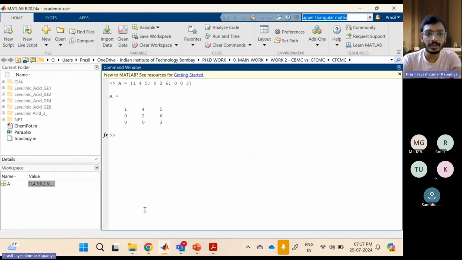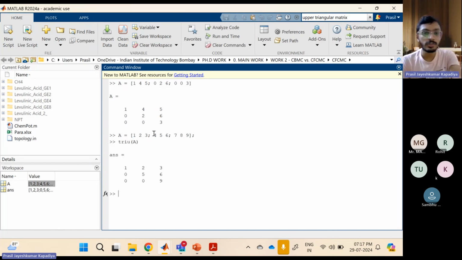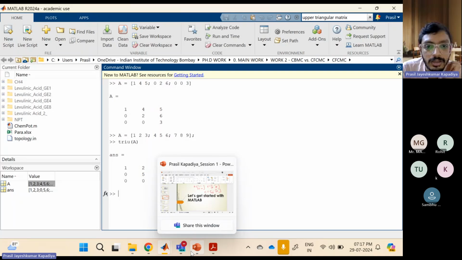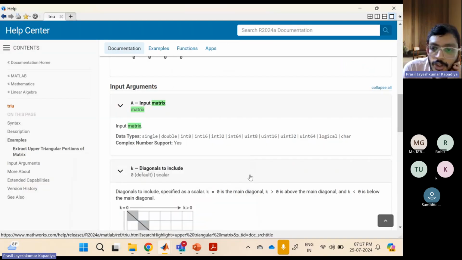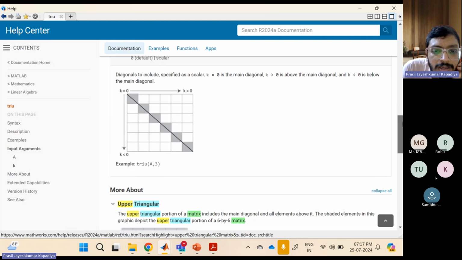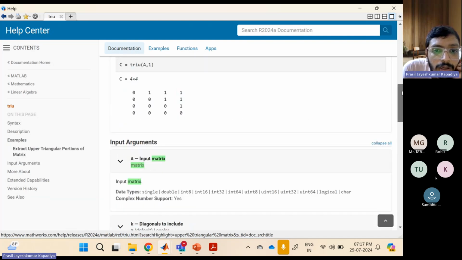Okay, I understood. Let's say my matrix is A equal to 1, 2, 3, 4, 5, 6, 7, 8, 9. And I'm writing triu of A. Okay, so what it does is automatically give the upper triangular part. But there was one more thing here. Okay, triu, then upper triangular.